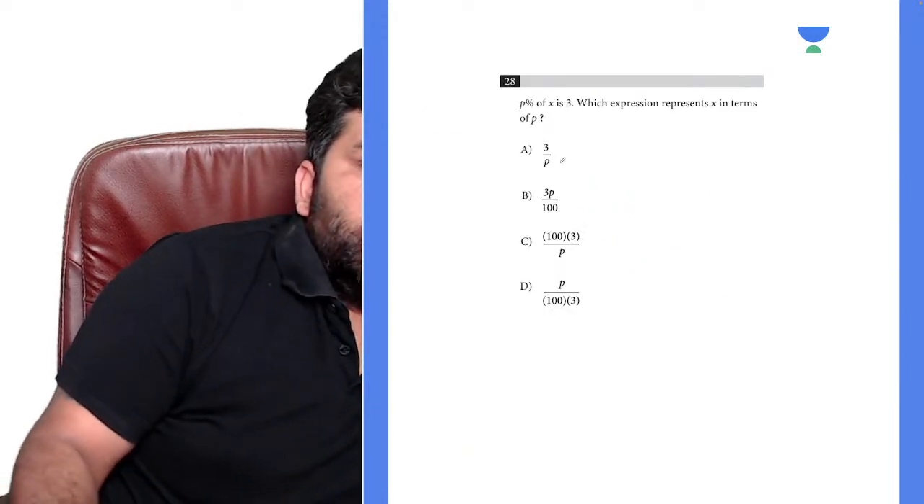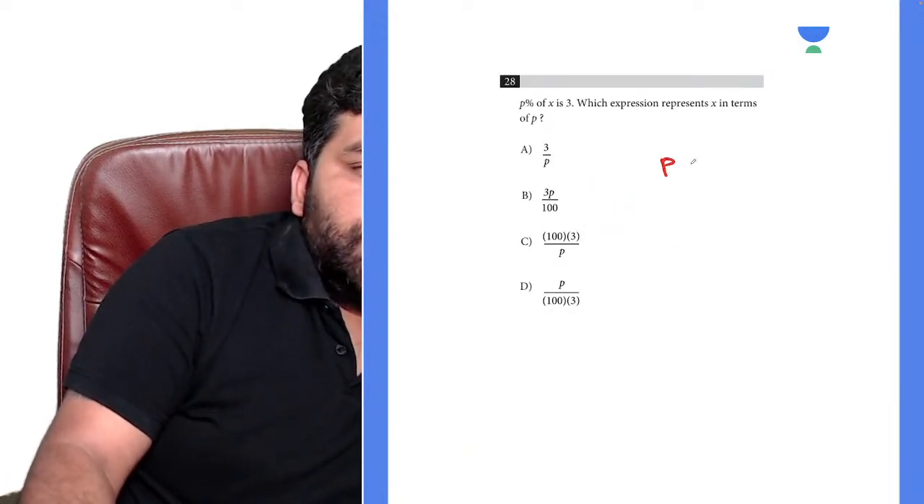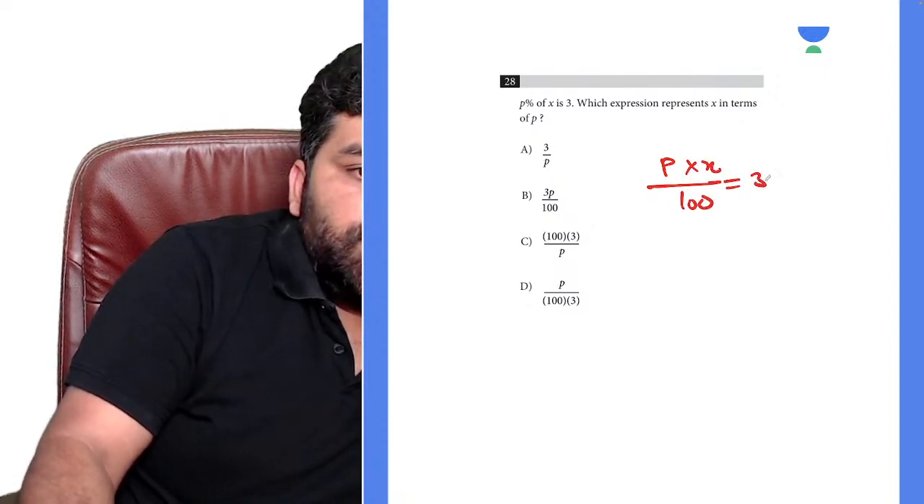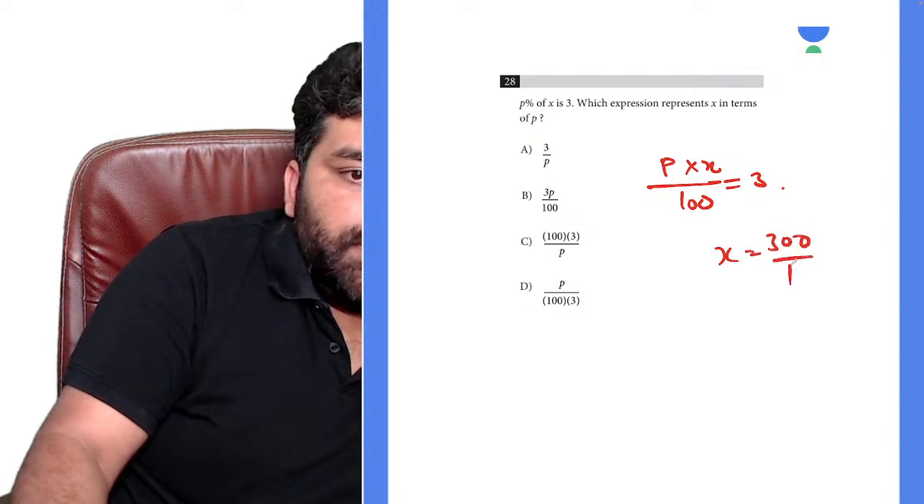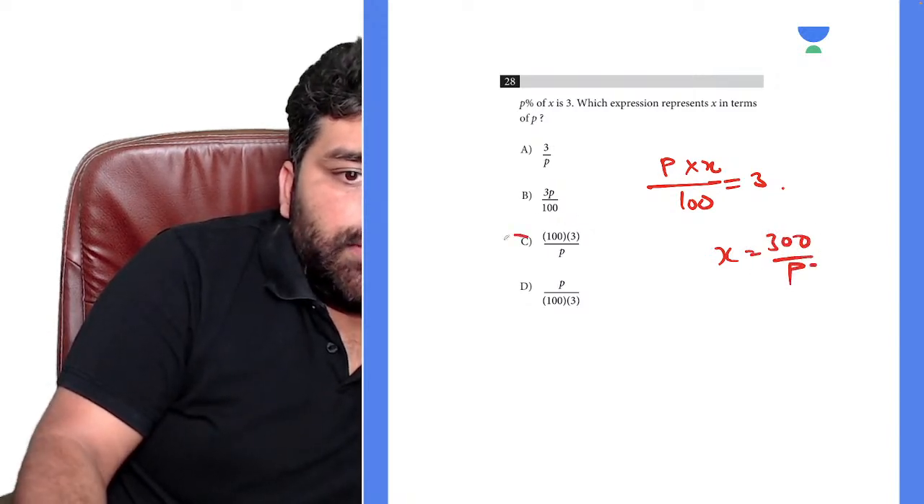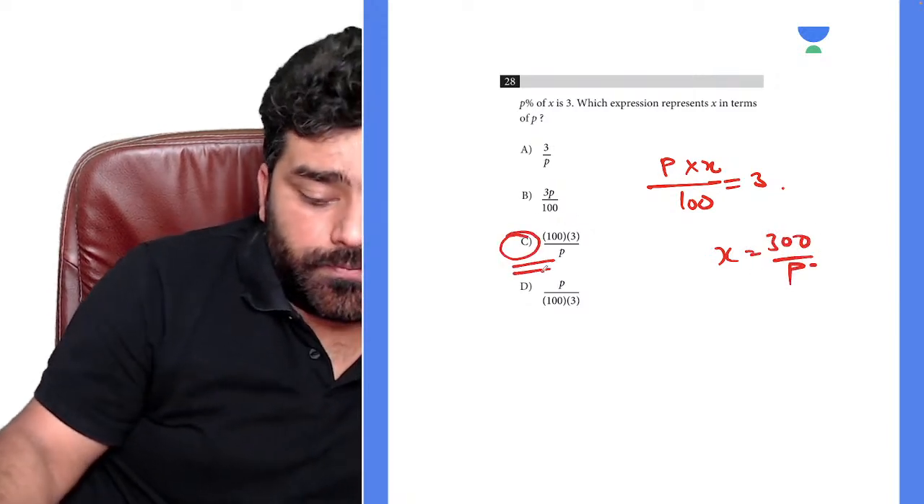Okay, p percent of x is 3. Okay, p percent of x, that means p multiplied by x divided by 100 is equal to 3, which represents x. Okay, so x is 300 divided by p. Yeah, that means C, right?